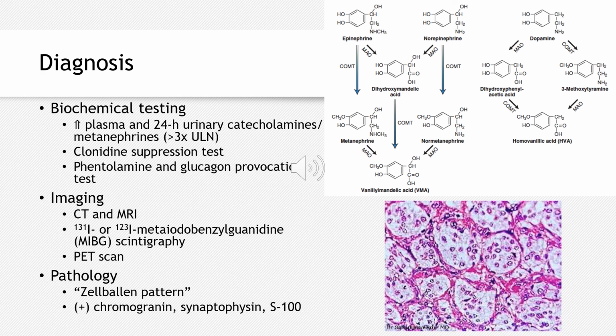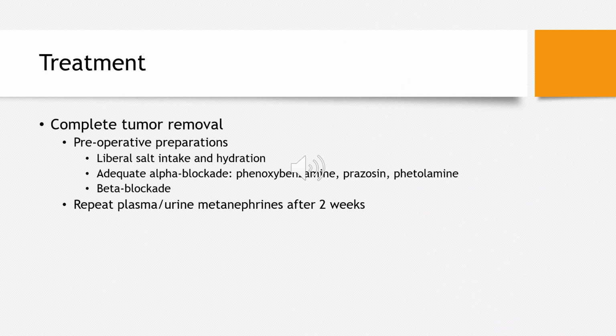On histopathology, Zellballen pattern is evident, which consists of nests of neuroendocrine chief cells with peripheral glial-like sustentacular cells. Immunohistochemistry is positive for chromogranin and synaptophysin in the chief cells and S100 in the sustentacular cells. Treatment consists of complete tumor removal, which can be achieved by partial or total adrenalectomy.